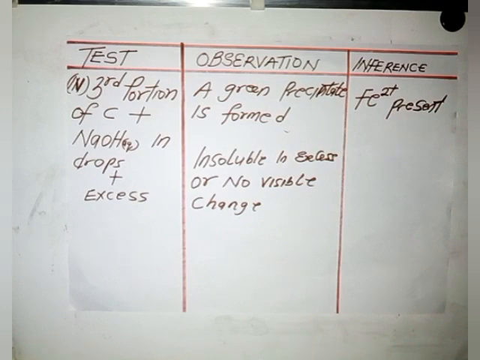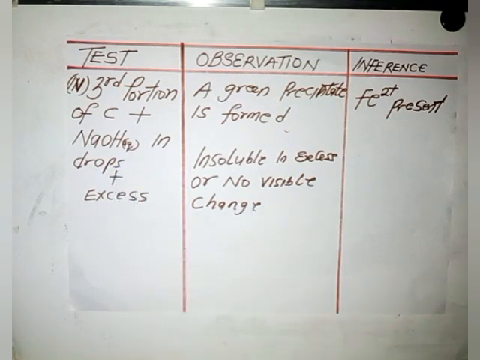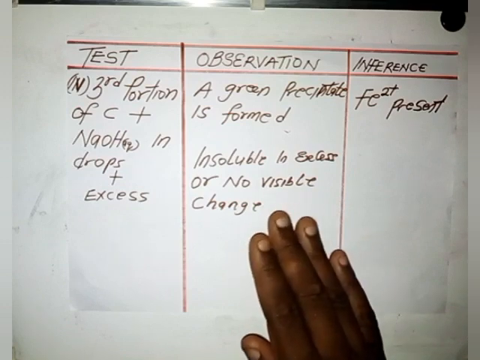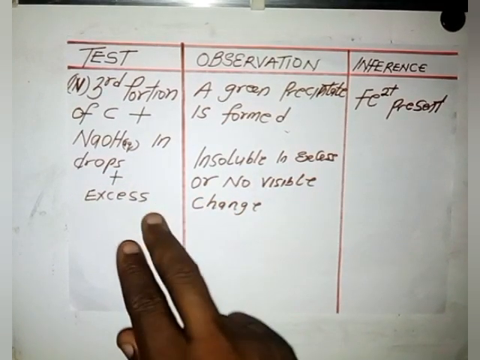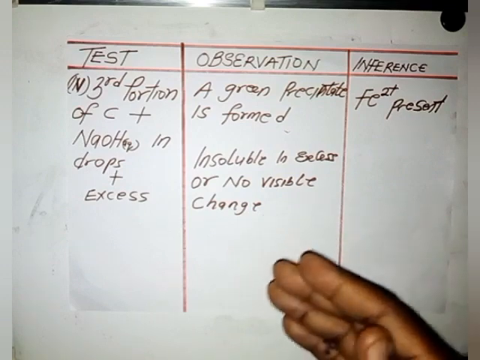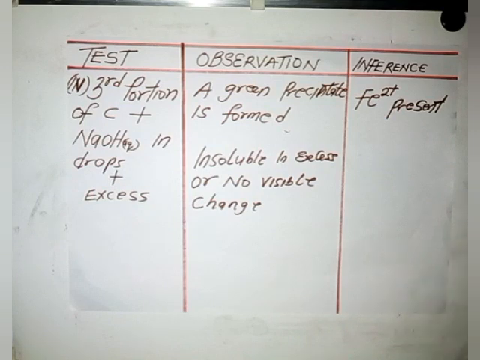But maybe you might be asked what happens when this solution is allowed to stand for some time. When that happens, you notice that iron 2 will be oxidized to iron 3. Then the color will change from this green to reddish brown. So I didn't put it here. I'm just saying, just in case you're asked, what happens when this solution is allowed to stand for some time? What happens is that iron 2 will be oxidized to iron 3, and so the color will change from green to reddish brown. So the inference, you will now put iron 3 present.